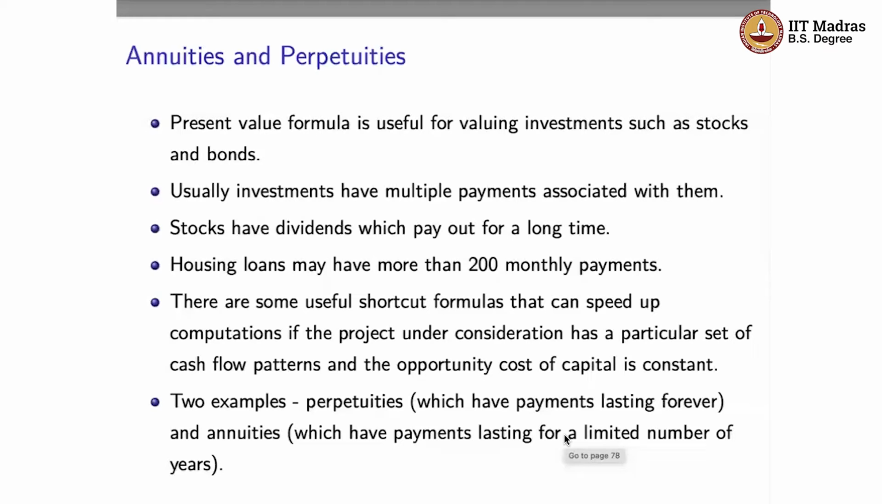And there are often some useful shortcut formulas that can speed up computations if the project under consideration has a particular type of cash flow pattern and the opportunity cost of capital is constant. So we are going to be studying two such examples, namely perpetuities and annuities. Perpetuities are assets which have payments lasting forever, and annuities have payments lasting for a limited number of years, right? So these are two particular classes for which we'll see how the value can be easily calculated.